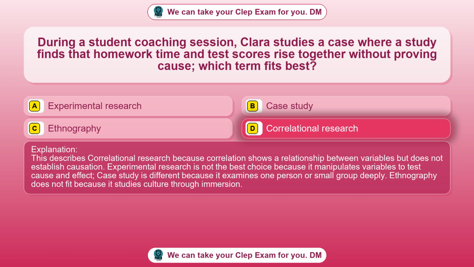This describes correlational research because correlation shows a relationship between variables but does not establish causation. Experimental research is not the best choice because it manipulates variables to test cause and effect. Case study is different because it examines one person or small group deeply. Ethnography does not fit because it studies culture through immersion.